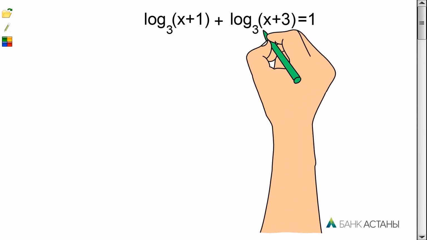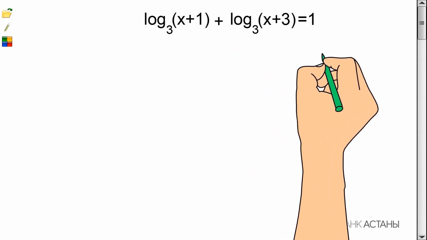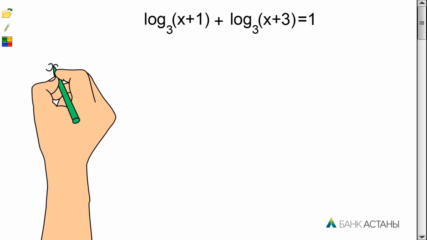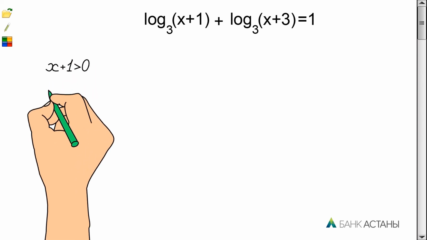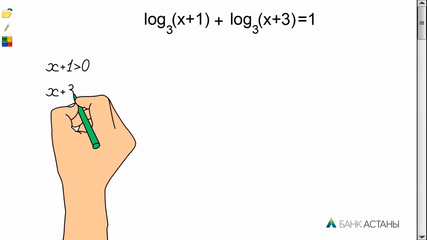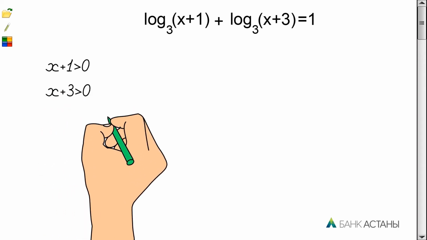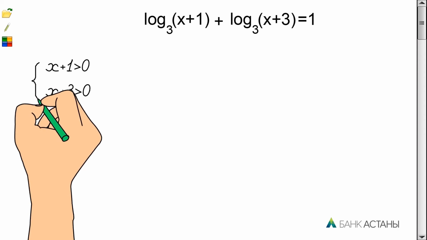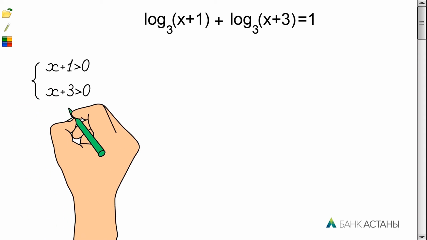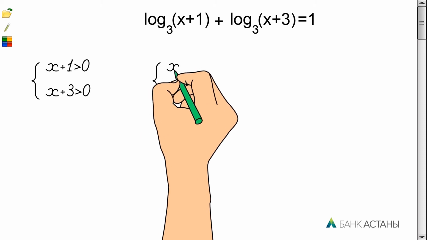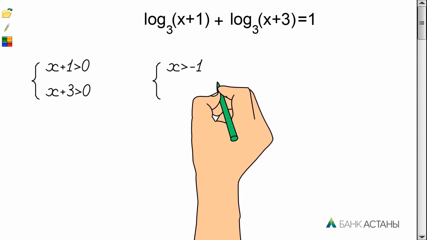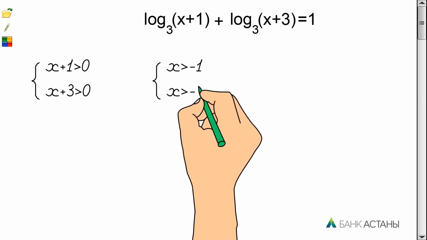Expressions under the logarithm should be greater than 0. x + 1 is greater than 0. And the second expression, x + 3, is greater than 0. Thus, we have obtained a system of inequalities. Solving the system of inequalities, we obtain the following. x is greater than -1, and x is greater than -3.